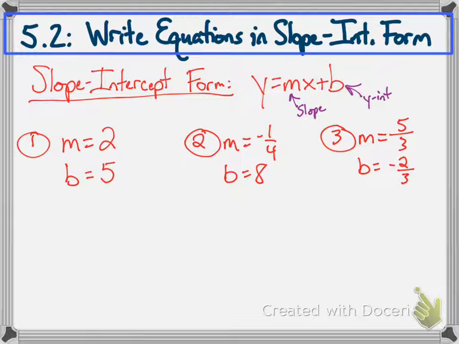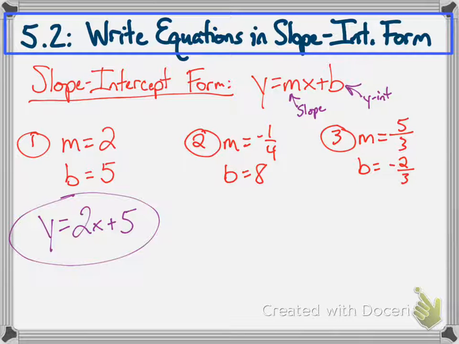So if I give you a slope of 2 and an intercept of 5, to write an equation, all I have to do is plug and drop the numbers in. Y equals 2x plus 5. Same thing if I give you a slope of negative 1/4 and an intercept of 8. All I got to do is plop them in. Y equals negative 1/4 x plus 8.